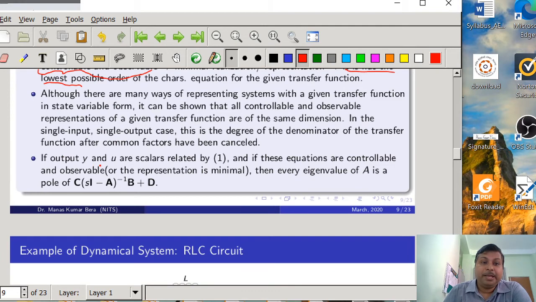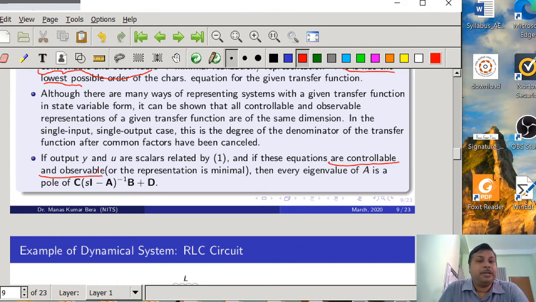If the output y and input u are scalars related by the state equation and the output equation, and if these equations are controllable and observable, that is, the representation is minimal, then every eigenvalue of A is a pole of C(sI - A)^-1 B + D. So this fact we will definitely discuss, but for the time being we will not be able to prove that if a state space representation is controllable and observable, then every eigenvalue of A is a pole of the transfer function G(s).